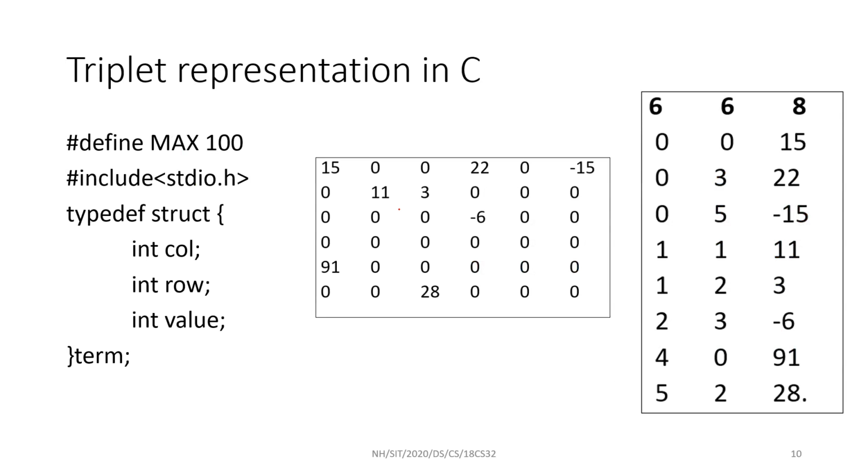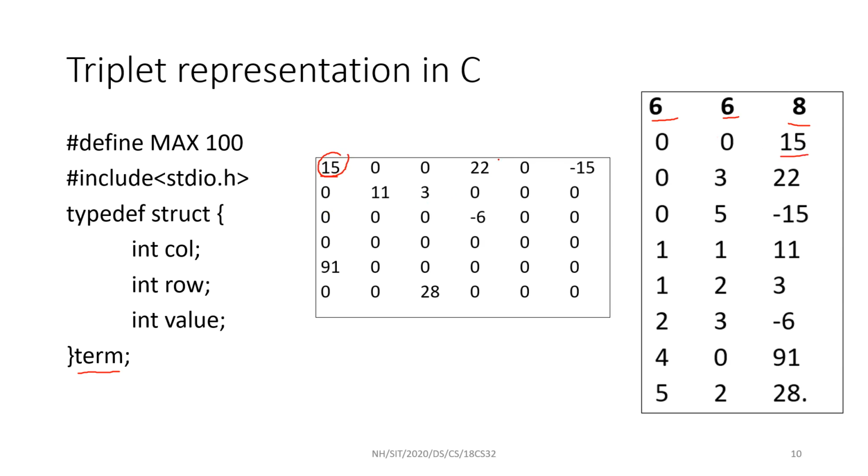Okay, let us take one more example. This is my matrix, and this is the triplet form. The structure name is term, with term dot row, term dot col, and value. In the first entry, the number of rows, number of columns, and number of non-zero values are stored. Here the number of rows is 6, the number of columns is 6, and the number of non-zero values is 8. The first non-zero value is at 0 comma 0, and the value is 15.